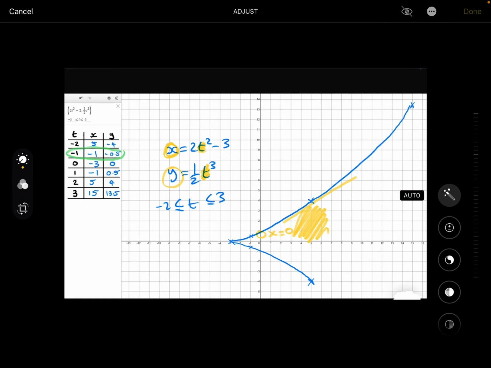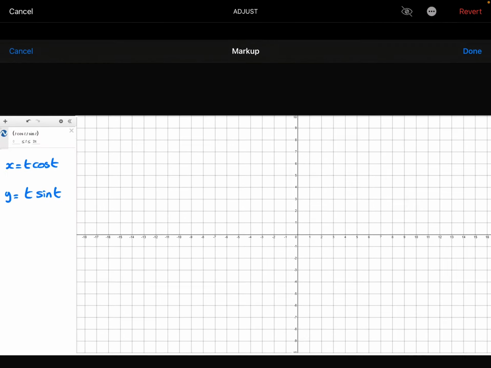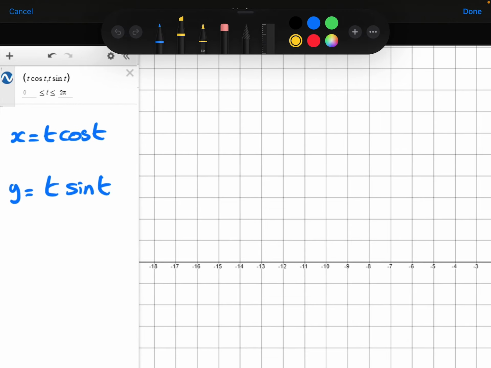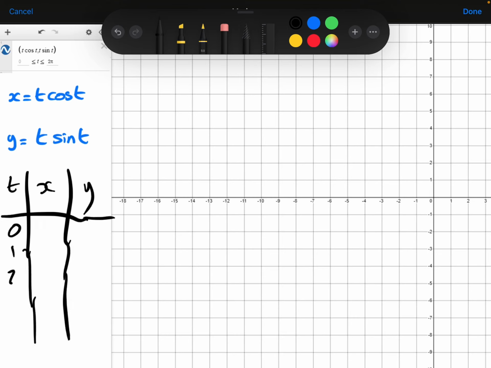Right, let's look at a slightly more complicated example. So here I've got the parametric equations, x equals t cos t and y equals t sine t. And the interval I'm looking at is the values between 0 and 2 pi. So again, I could set up a table of values for this, just like I did a moment ago. And pick some values of t, substitute the t into here and here to get the x coordinate, substitute it into here and here to get the y coordinate, and then start plotting these points.